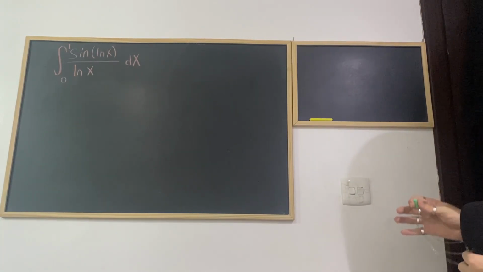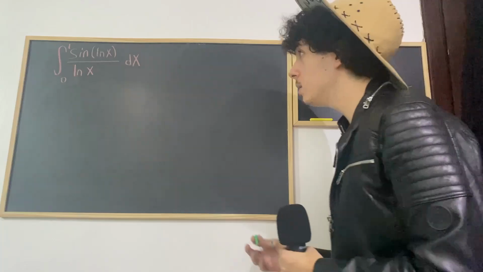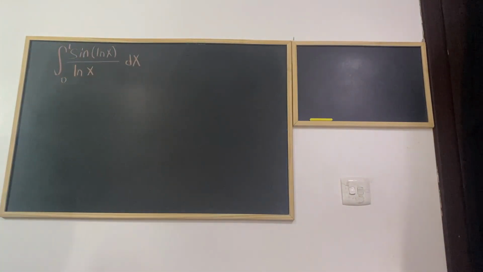Today we are met by this question which wants us to evaluate the integral from 0 to 1 of sin(ln x) over ln x dx. Now this is a very cool integral because it uses both U-substitution and the Feynman technique of integration to solve. And I solved this integral pretty recently and I thought it was cool, so I wanted to share it with you guys. So let's get right into it.